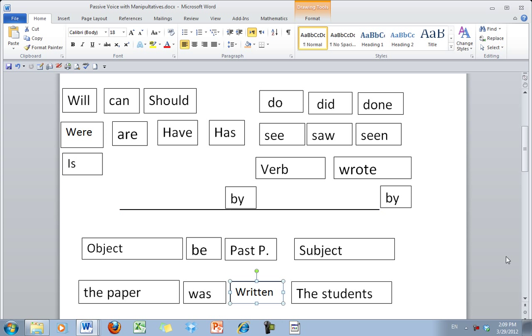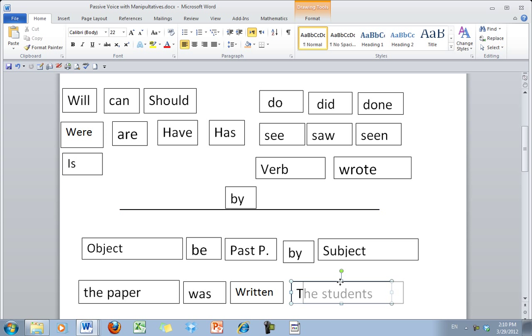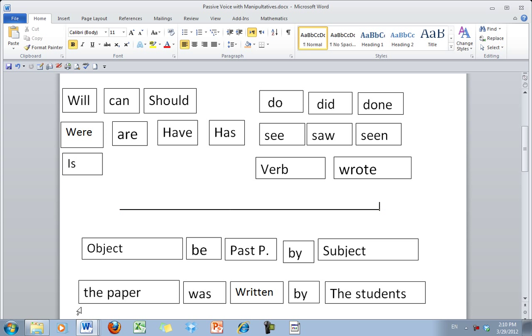Let's see how we're doing. The paper was written the students. That still doesn't make sense. It still doesn't make sense because we're missing an important grammar, and that is the by prepositional phrase. So we take the word by and we put it in front of the subject. Okay, now I'm going to take the word by, I'm going to put it here. Let's read the sentence. The paper was written by the students. That is a passive voice sentence.